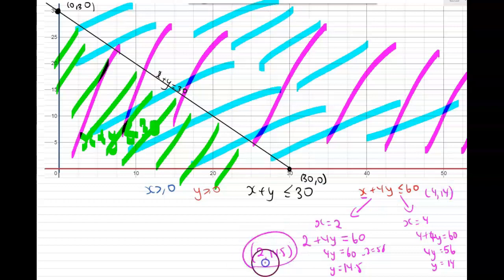Now let's just plot this point and this point on our graph and see what we get. I'm just going with another color. Right, so (2, 14.5).